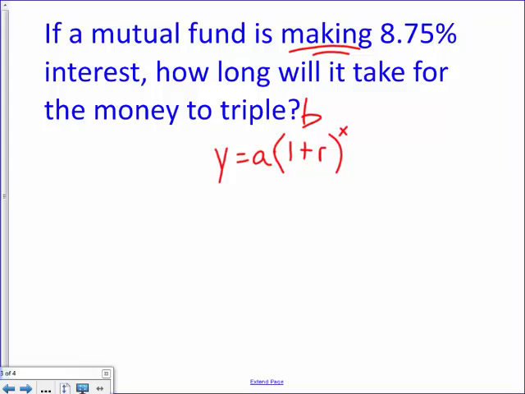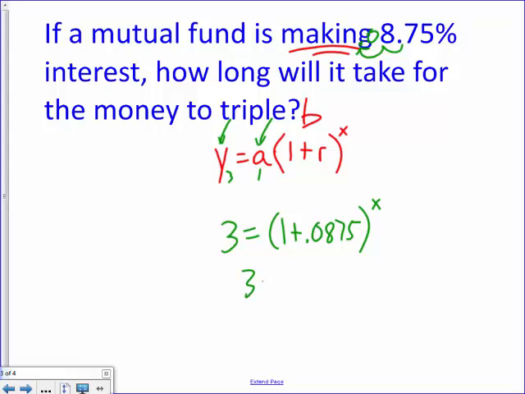It doesn't matter what you use for a as long as the y is 3 times as much. If I plug in a 1 and a 3 and divide, I get 3 right here. And then I can just plug in my 1 plus, well, this is a decimal, 0.0875, and then to the x power. So I'd have 3 equals 1.0875 to the x.